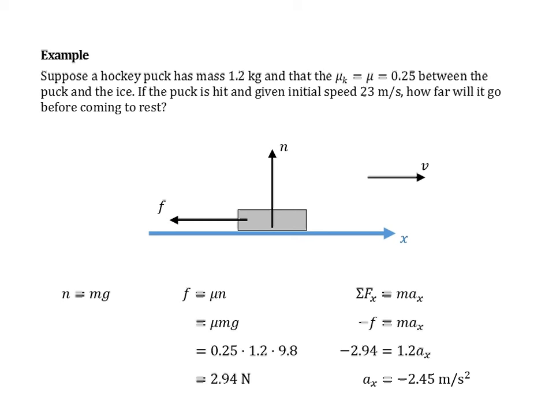Now we have the initial speed of the object, 23 meters per second. We know it's going to slow down and stop, so the final will be 0 meters per second. And we have the acceleration. That sounds an awful lot like a Chapter 2 problem. Let's go to the next slide and analyze the motion of the puck itself.